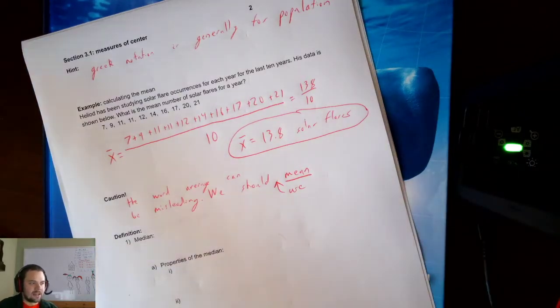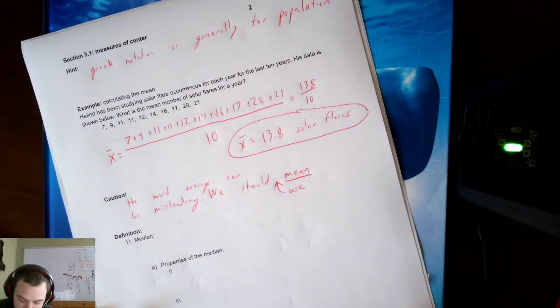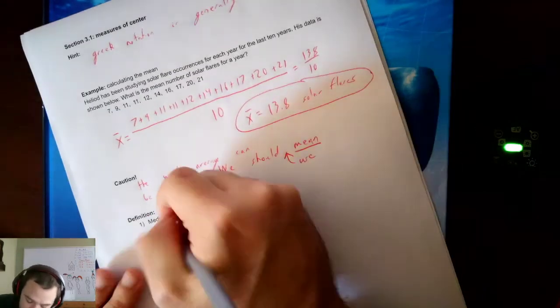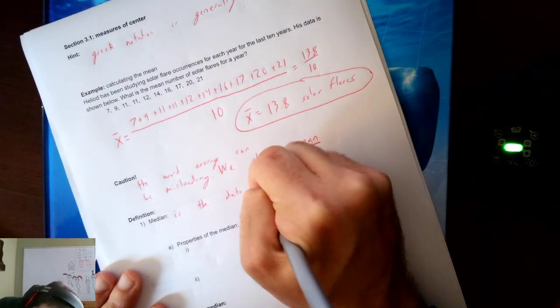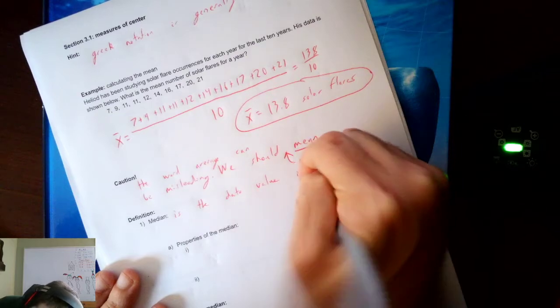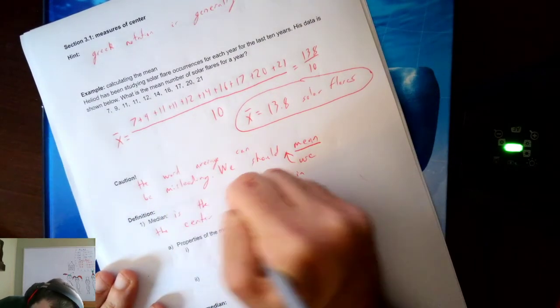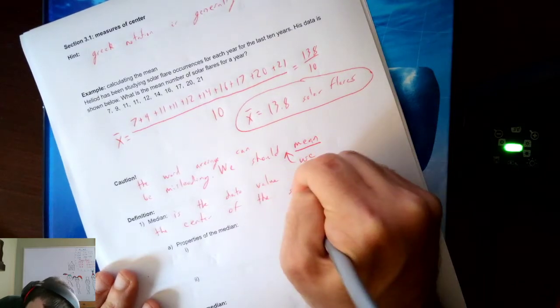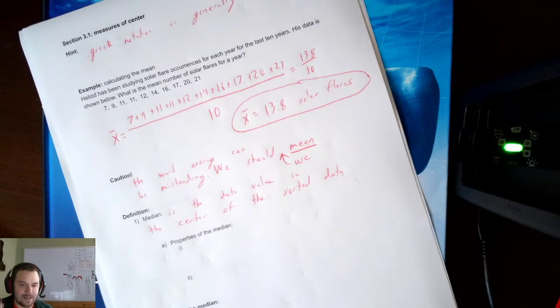Now, the median is the data value that's actually in the middle. This one isn't necessarily as formulaic, it's in the middle. So the median is the data value in the center of the sorted data. It's the one smack dab in the center, smack dab in the middle.